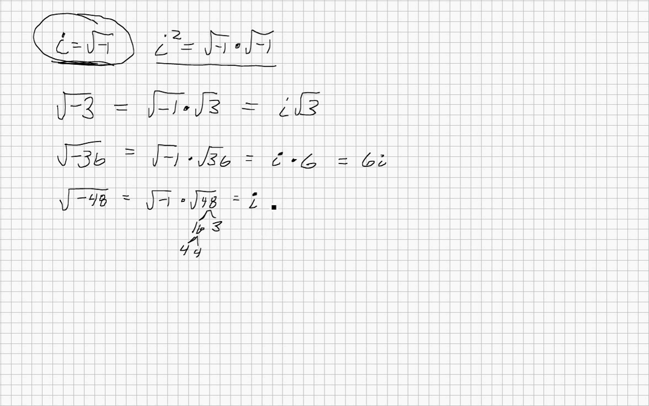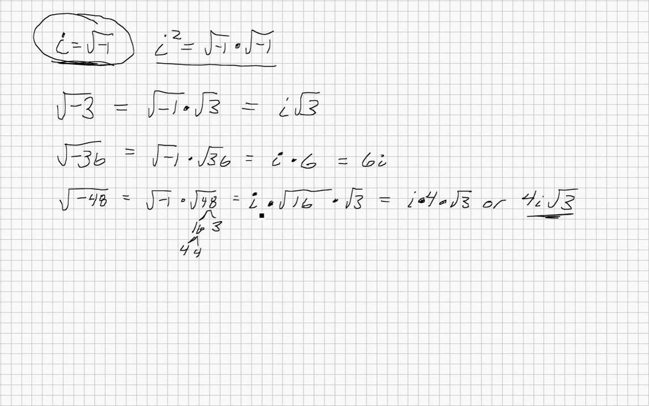So that tells you that you're going to have i times the square root of 16 times the square root of 3, which is i times 4 times the square root of 3, or we're going to write it as 4i times the square root of 3. That's really all there is to it.